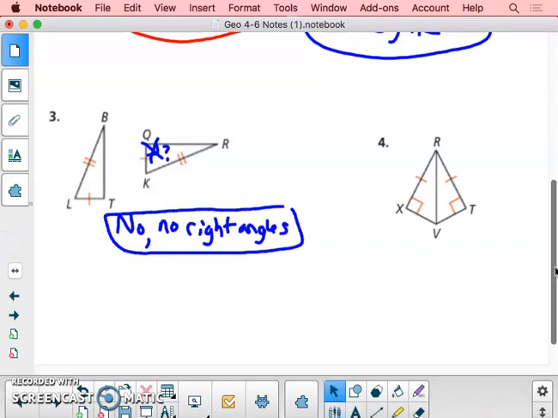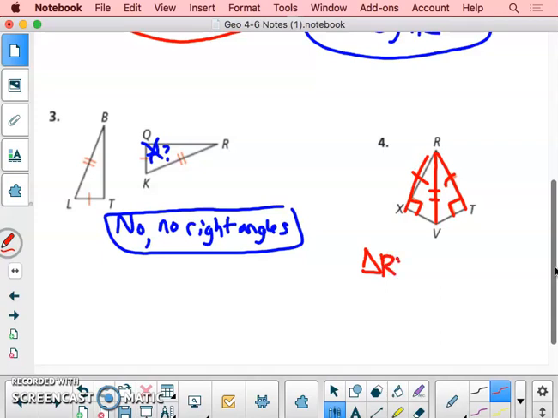Okay, last one. With the right angles here, X and T, we can move on to question 2. The hypotenuse is this shared side, which by reflexive property is congruent to itself. So we have a pair of hypotenuses that are the same and a pair of legs that are the same. So this one we can say we can use HL for. That would be RVX congruent to RVT by hypotenuse leg.